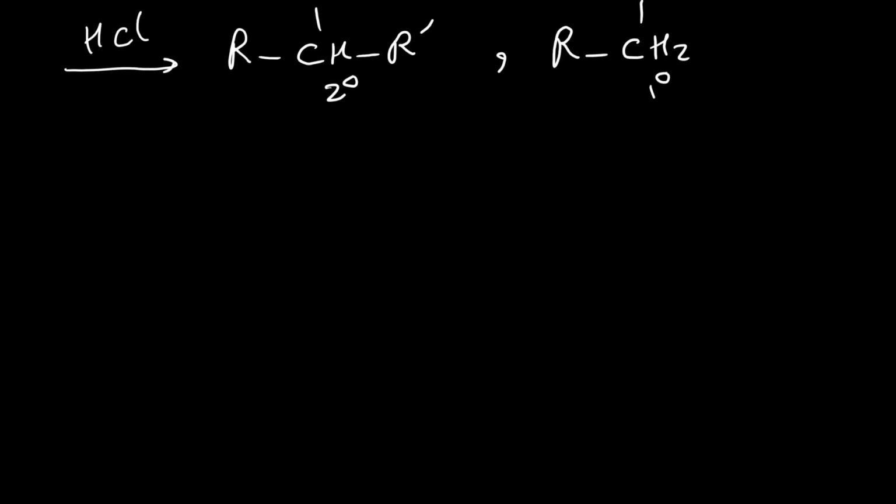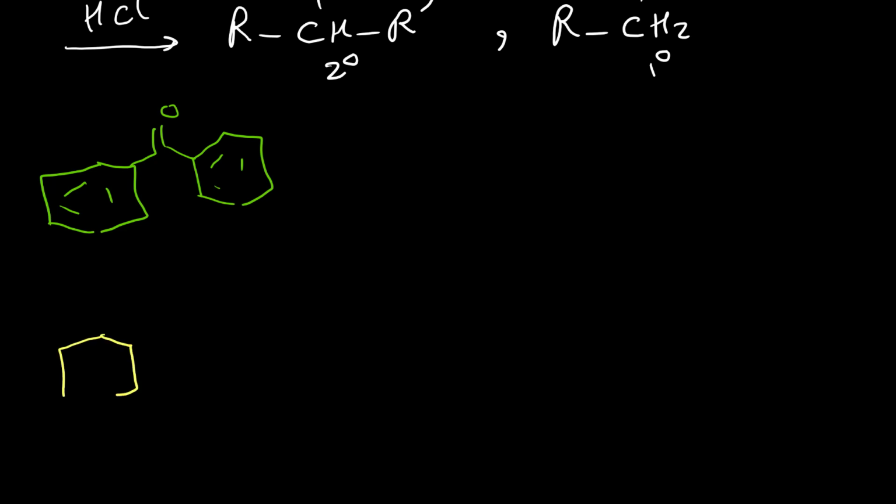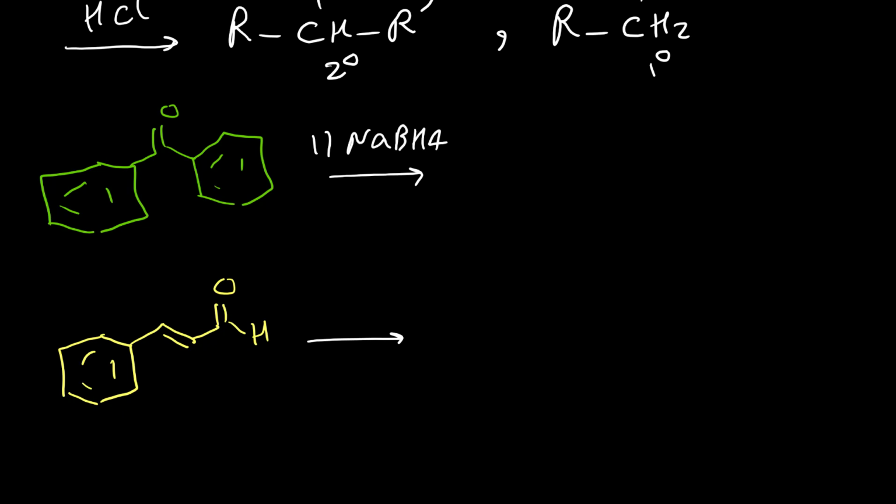For this experiment, I would like to explain performing this reaction for one aldehyde and one ketone. One of these compounds is benzophenone. This is the structure for benzophenone. And for aldehyde, I'm going to explain how we can perform the reduction reaction for trans-cinnamaldehyde. Of course, when we react with sodium borohydride, always in the second step we need to add an acidic solution, and normally we use HCl. Then this is the product for benzophenone.